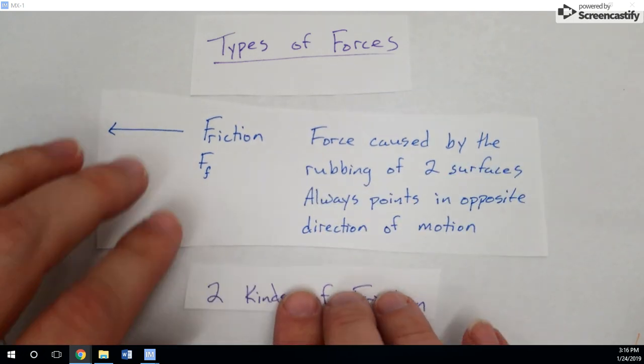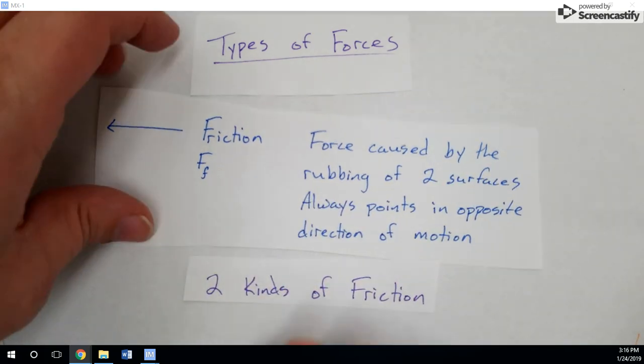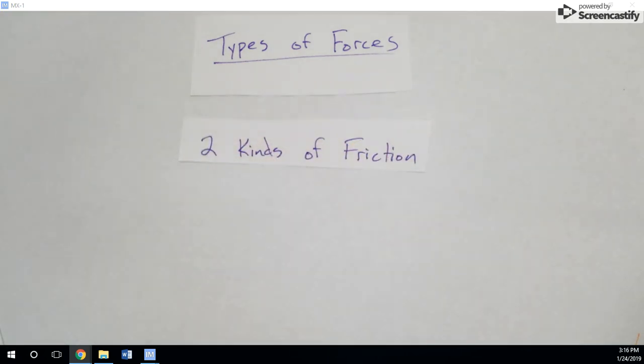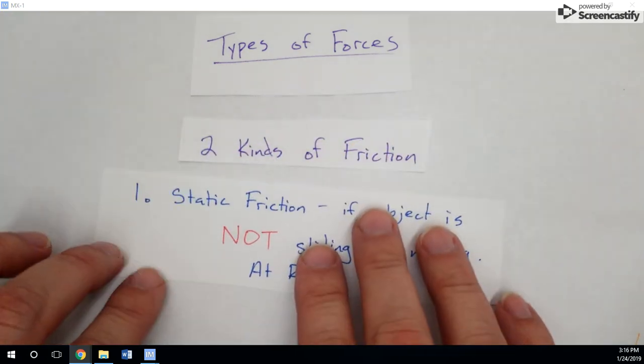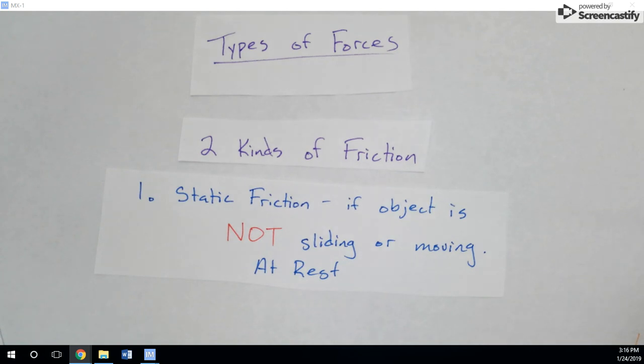Okay, there are two kinds of friction. The two kinds of friction are static friction. Static friction happens if the object is not in motion or the object is not moving or the object is at rest. Those are all the same thing. Static friction keeps things from moving. You'll notice sometimes when you try to push something, you have to push it a little extra to get it moving. That is you overcoming the static friction.